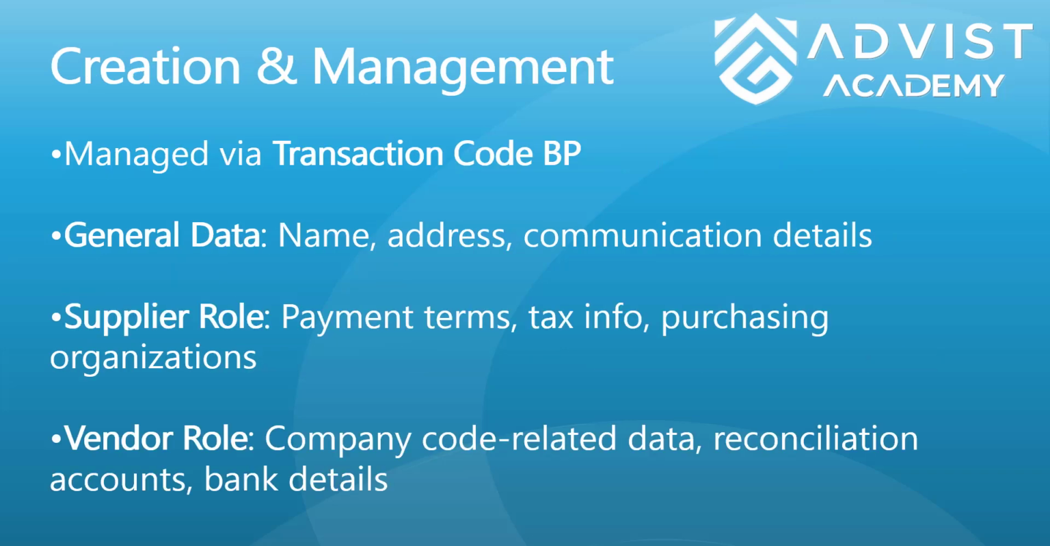A supplier is created and maintained using the BP transaction code. General data such as name, address, and communication information that applies to all business transactions can be stored here. In addition, specific data is maintained for the respective business role. In the supplier role, payment terms, currency, tax information, and purchasing organizations can be assigned, among other things.